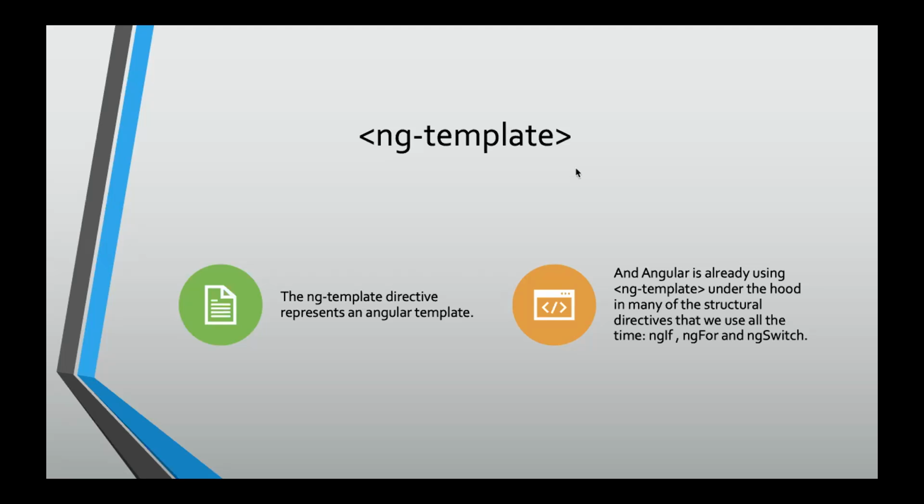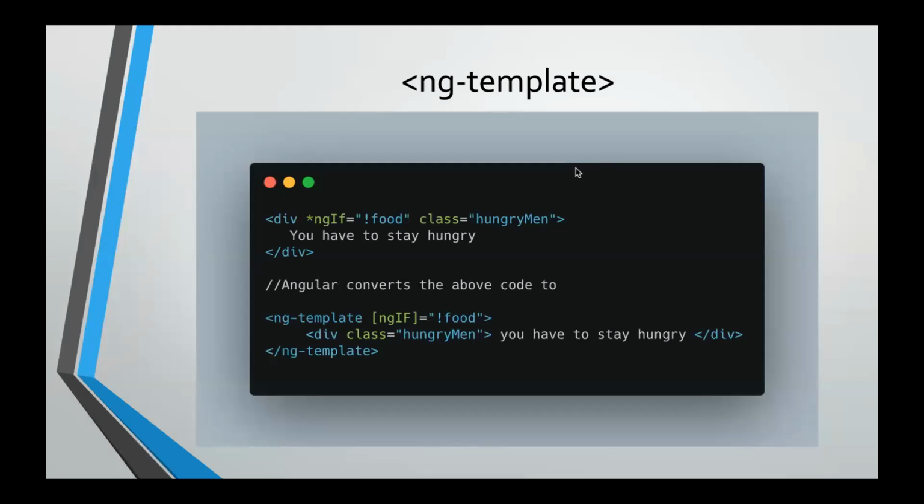So what is the ng template? The ng template is basically a representation of an Angular template. If you can still see my slide, you will notice that we have a div, which is the host element, which has an ng-if, the structural directive, that says if not food. Whenever Angular sees something like this with the structural directives, you can see below what it does. It creates an ng template and then wraps the host element inside of the ng template. So at any point in time, whenever you write code with the structural directives, this is what happens under the hood. Angular uses ng template, but we too can also use ng template.